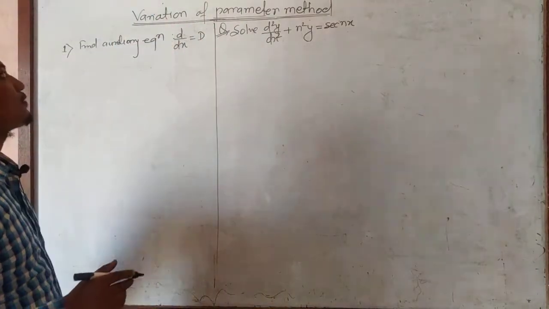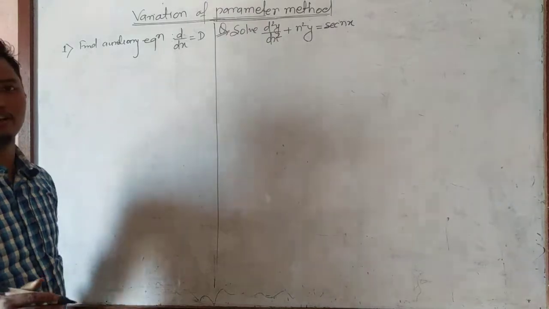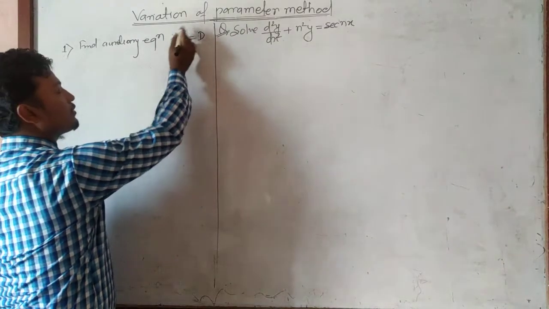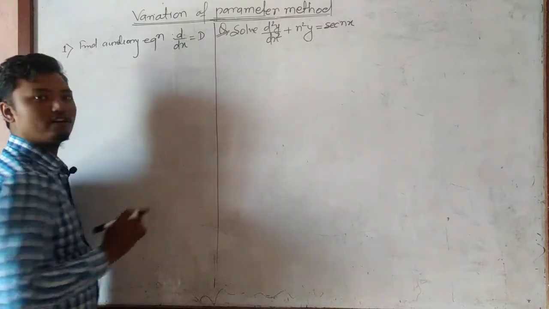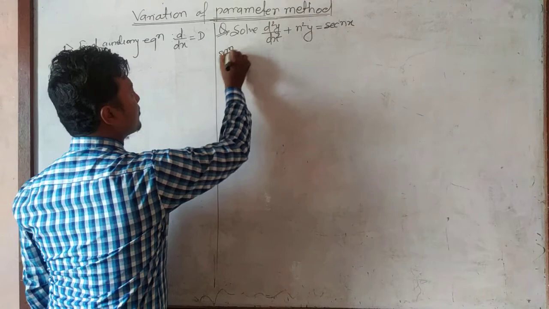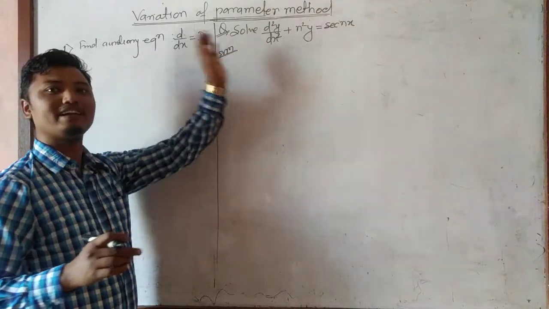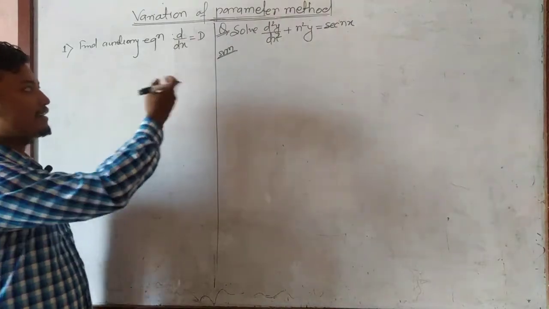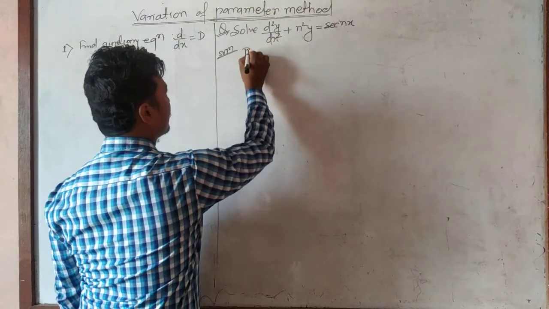So first of all, the first idea is that we have to find the auxiliary equation. And when you are going to find the auxiliary equation, where there is d upon dx, write there capital D. So now I am writing here a note and I will solve this question by using them. Then it is very easy to understand.